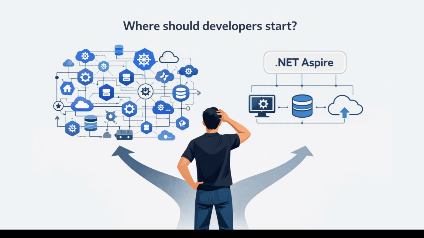So every developer entering microservices hears one word, Kubernetes, and immediately thinks, I must learn Kubernetes before building a distributed system. But after designing a real production system as a software architect, I would not start with Kubernetes. I would start with .NET Aspire. Today I will explain why, and when Kubernetes actually becomes necessary.